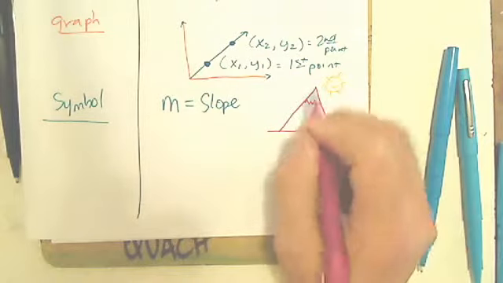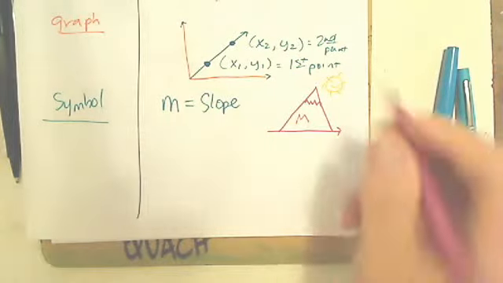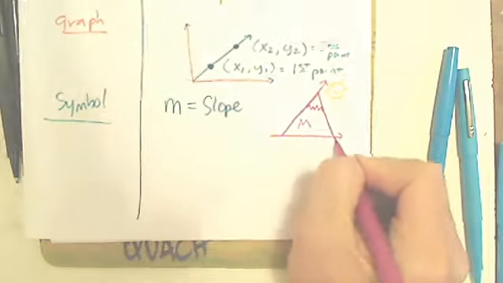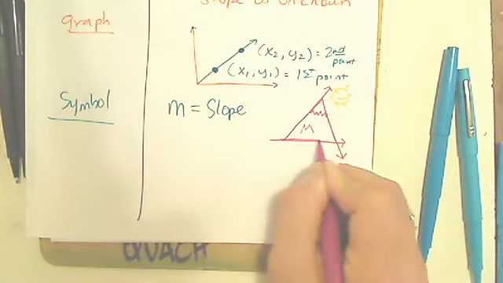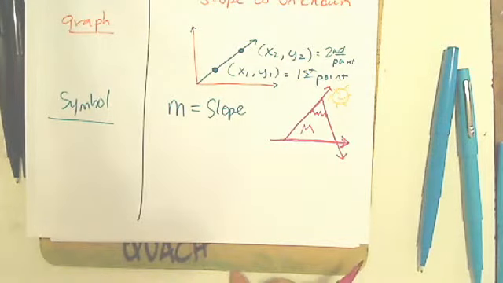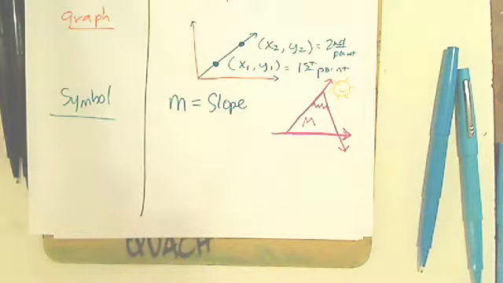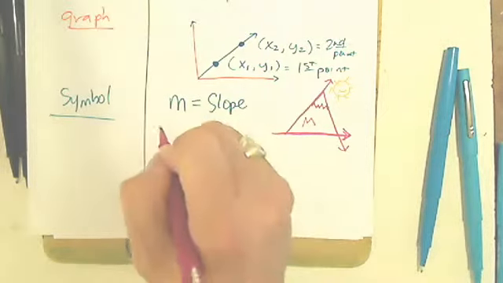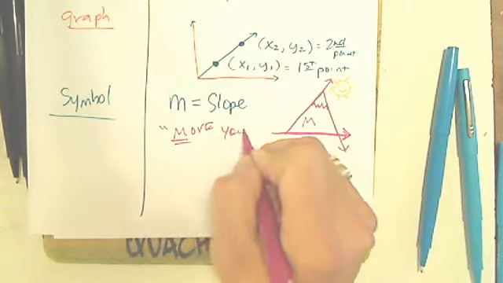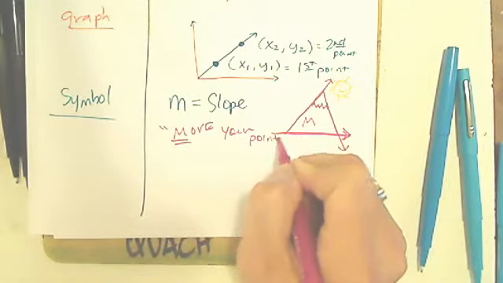So think this is the M, the slope. Positive slope goes up, negative slope goes down, zero slope goes across. I'm going to go cross-country skiing on flats. This is positive slope, negative slope, zero slope. Think slope mountain. Or the M could be thought of as how you move your points.